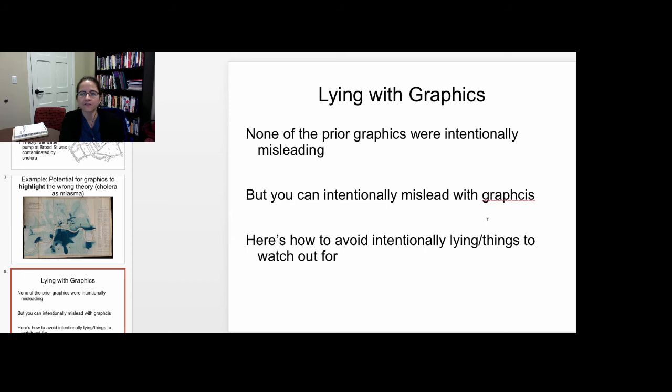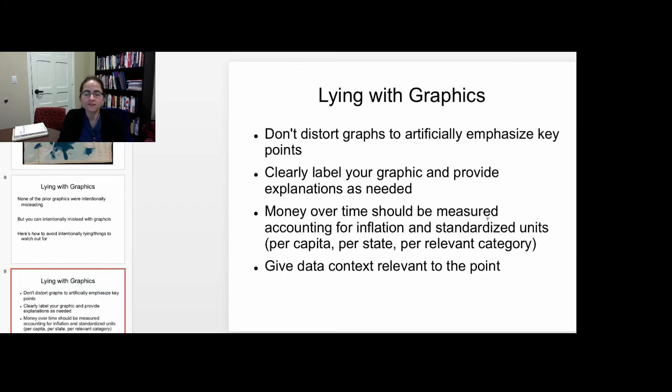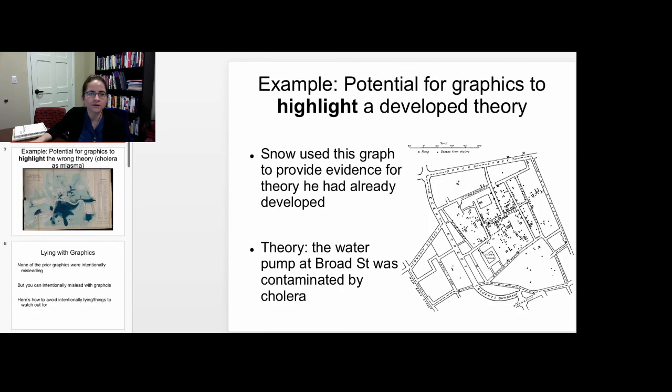So none of the prior graphics were intentionally misleading, but you can intentionally mislead with graphics. Here's how to avoid intentionally lying, or how to watch out for certain things. First, don't distort graphs to artificially emphasize key points. So John Snow shouldn't have drawn a circle around here. He could just let the points speak for themselves.